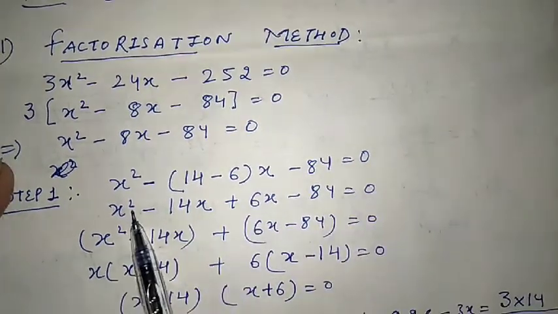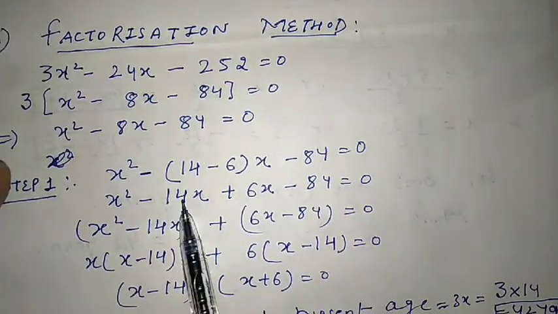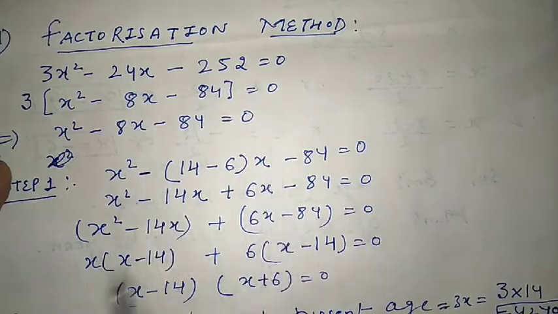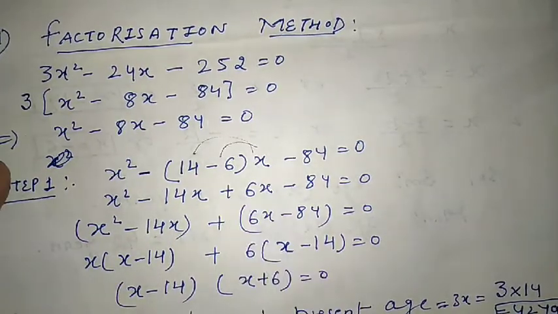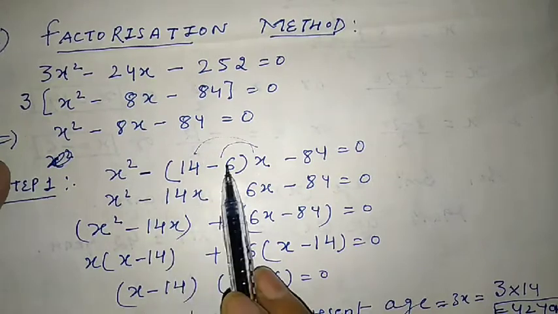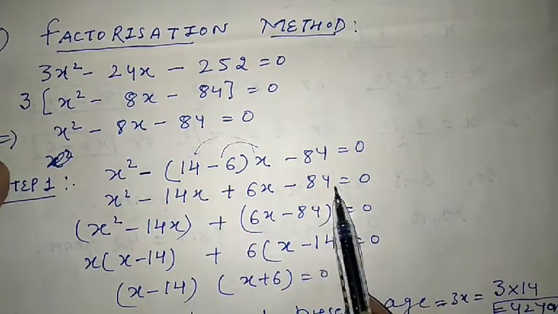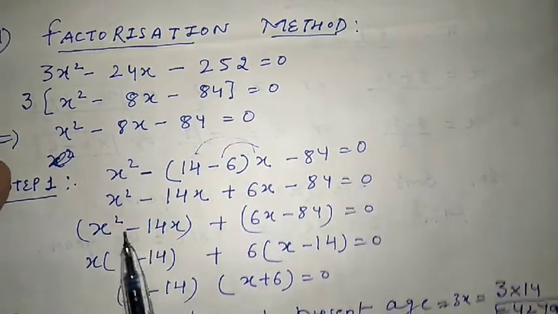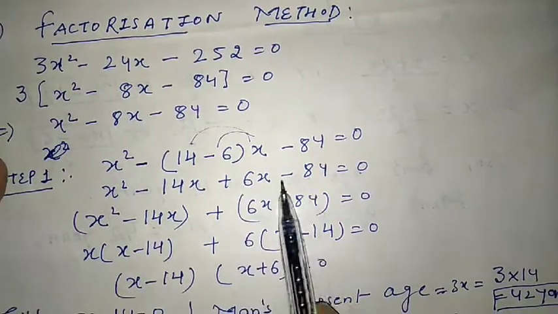So x square minus 14x, open the bracket and also multiply by this x inside the bracket. Because of this minus sign, this minus becomes plus. So minus 84 is equal to 0. So here we can write these in groups.